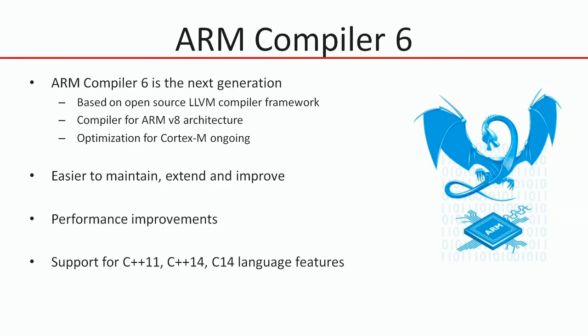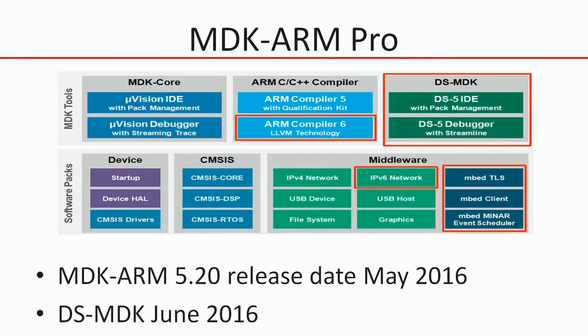rebuild Linux. As I mentioned, the other toolchain provided by ARM is really focused on their Cortex-M devices, and this is the Keil MDK-ARM, and there is a Pro version of this which will also include the new ARM 6 compiler and the safety qualified version 5 compiler.